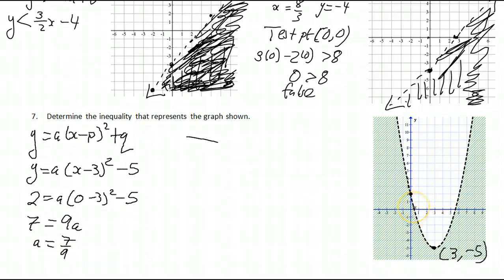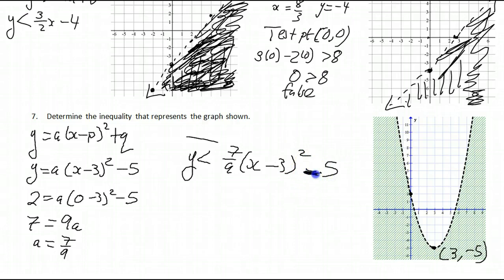It's not a solid line, it's a dashed line, so it's strictly greater than or less than. We're shading below. So let's go y is strictly less than, since it is below, a, 7 over 9, (x - 3) quantity squared, minus 5. Okay? And that is it. 7 over 9, (x - 3) quantity squared, minus 5.